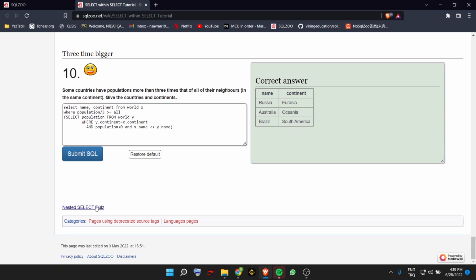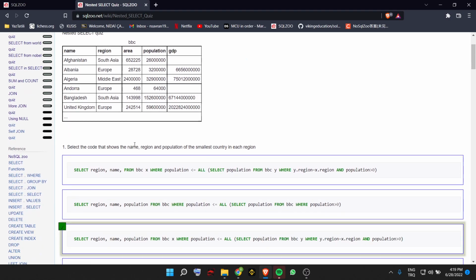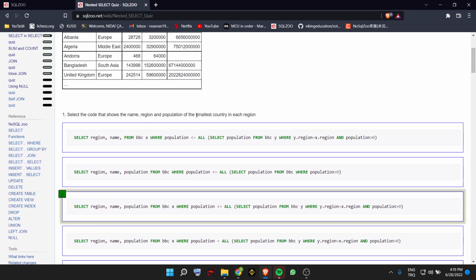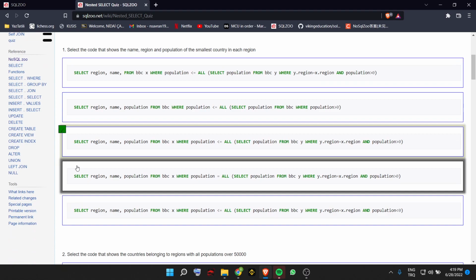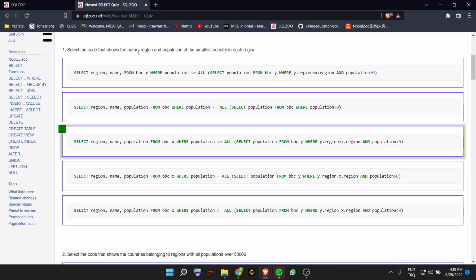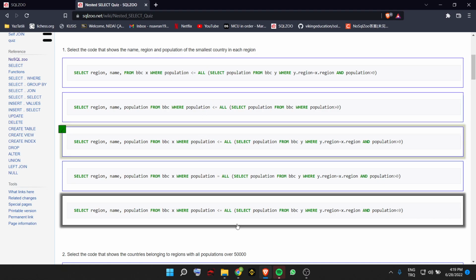And that's it for the nested selects. Let's see their quiz. In this, it asks: select the code that shows the name, region, and population of the smallest country. Let's see. It says smallest country, so population should be smaller or equal to. It can't be D. We should pick region, name, and population, so it can't be A. It is B, C, or E.